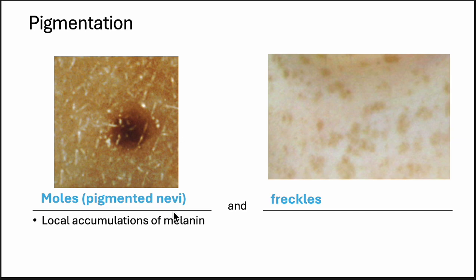So that does it for this video. In the next video, we'll be talking about some of the other structures that we find in the integumentary system, such as hair and nails, and then the structures of sweat glands.